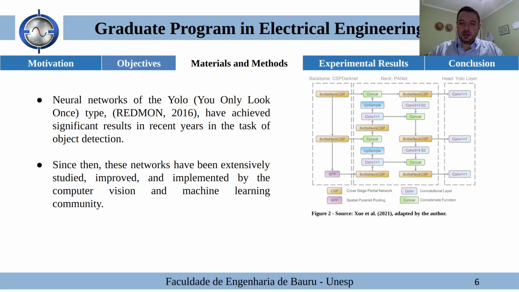The YOLO architecture has reached good results in the last years and has been widely used by the computer vision society. It's composed of 3 main blocks: the backbone, which receives the input images and processes them, the PAN neck, and finally the YOLO layers, which provide 3 types of feature maps, especially for object detection, which was the focus of this work.